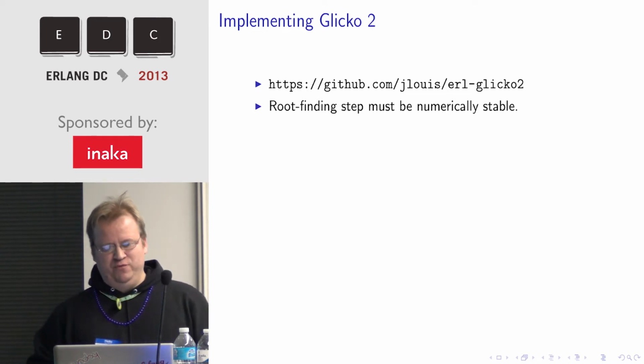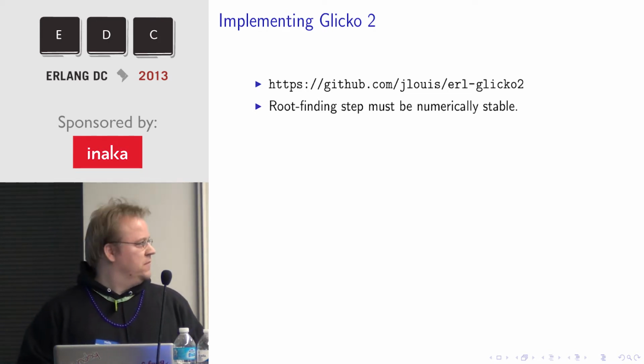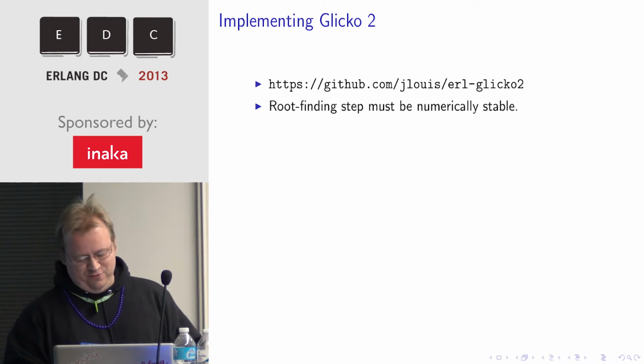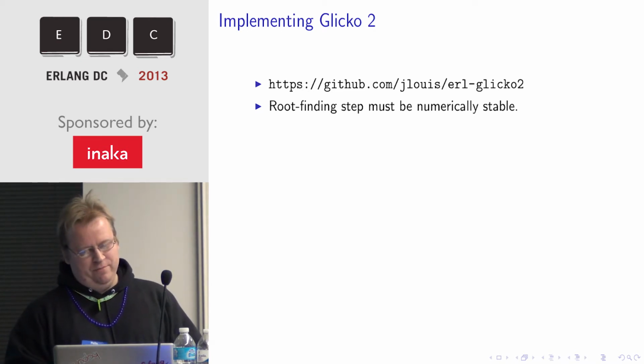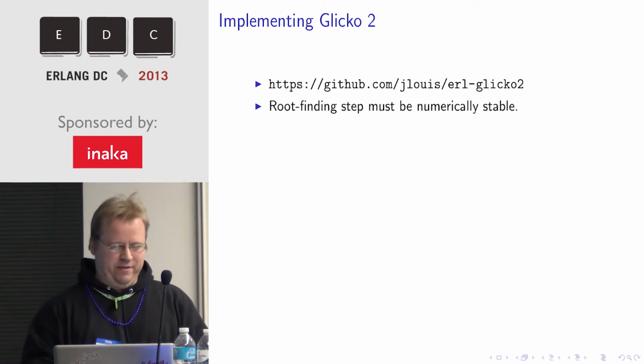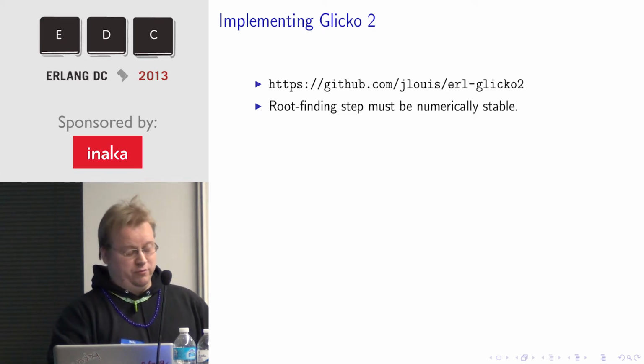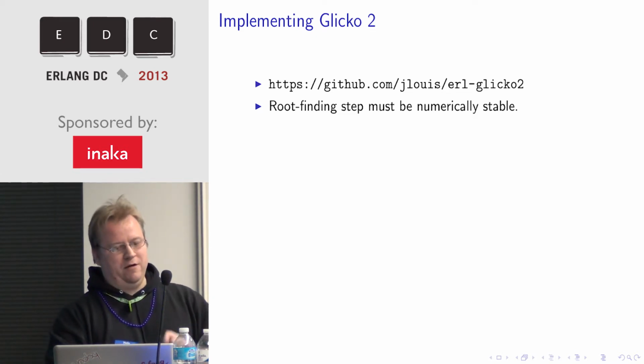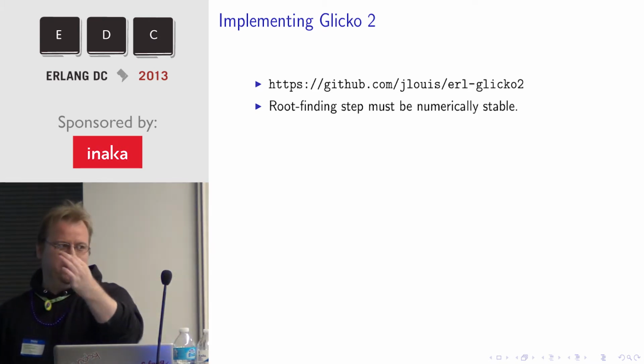So implementing Click2, it's on GitHub, so people can look it up. The primary problem, there's a paper on it, and it's very easy to implement. The primary problem is numerical stability of a root finding algorithm in there. So you have a function you need to find a root.